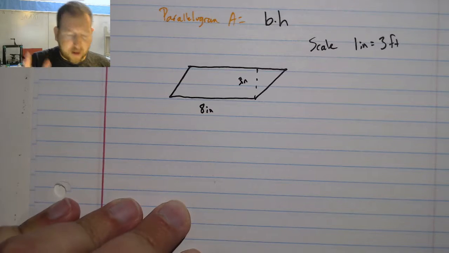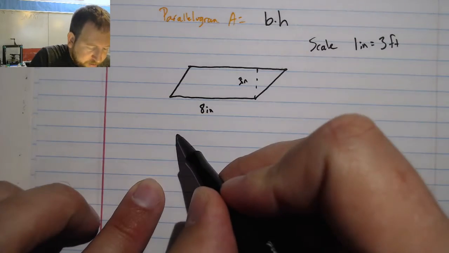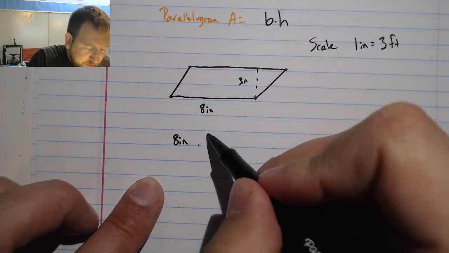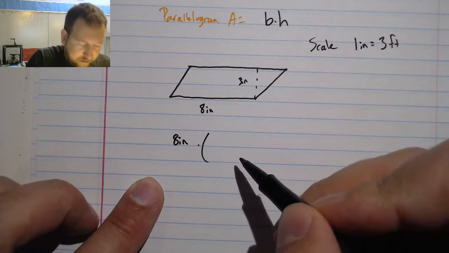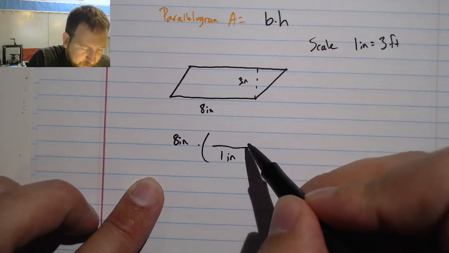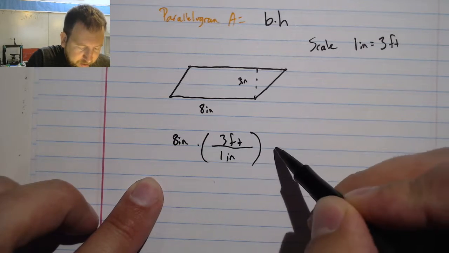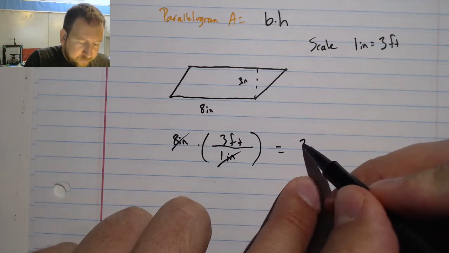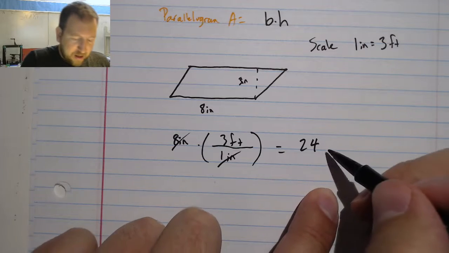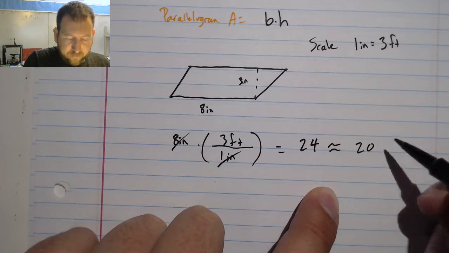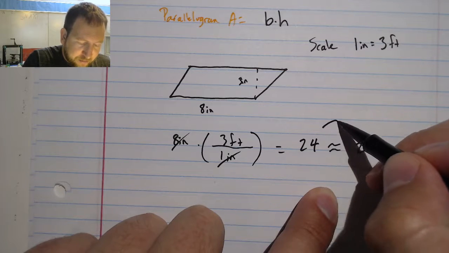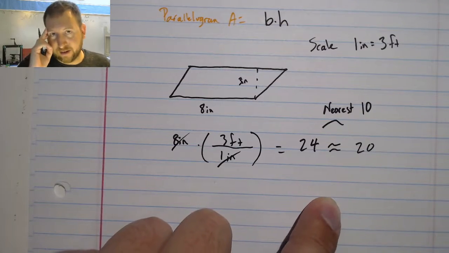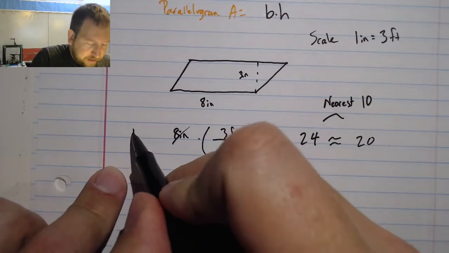All right, so in my head, I'm going to say, okay, my 8 inches, and I want to convert that into feet. Remember, the way that I do that is I multiply it, and I put what I want to cancel out on the bottom. So 1 inch is 3 feet. Cancel off my inches, and I have 8 times 3, 8, 16, 24. But since I'm estimating, I'm going to say 24 is about 20. Because when I'm estimating, I'm just going to go to the nearest 10. Because 10s are way easier for me to multiply in my head. And this is the base.